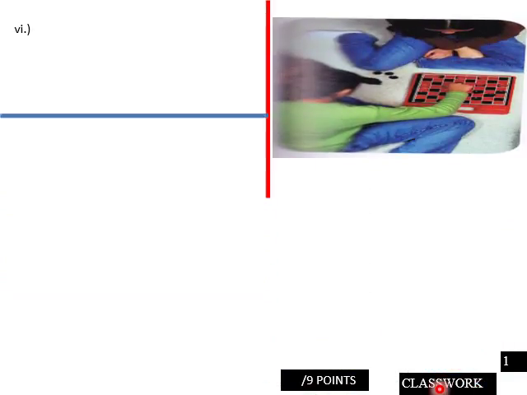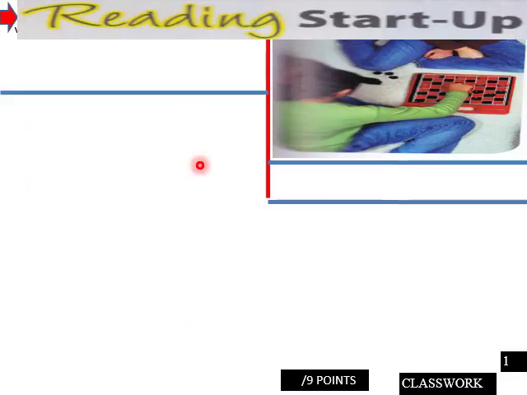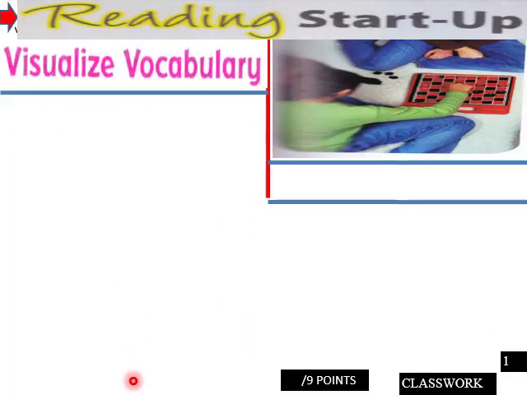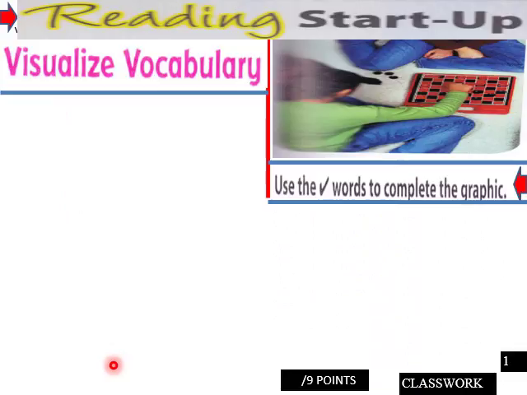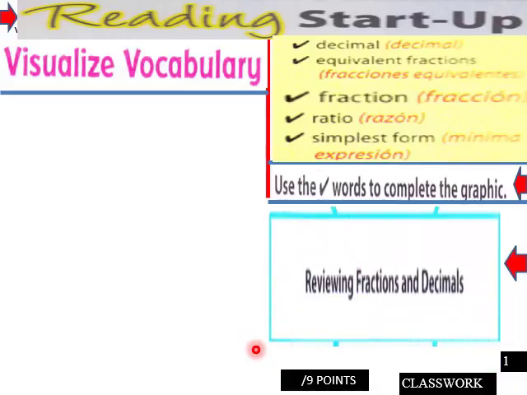Okay, classwork, page 1. We usually start out with a reading exercise here, a reading startup. Visualize vocabulary here. Use check words to complete the graphic. Here are our check words, reviewing fractions and decimals: decimal, equivalent fractions, fraction, ratio. Here's ratio again. And then simplest form. We've seen these words before. They're not preview words.